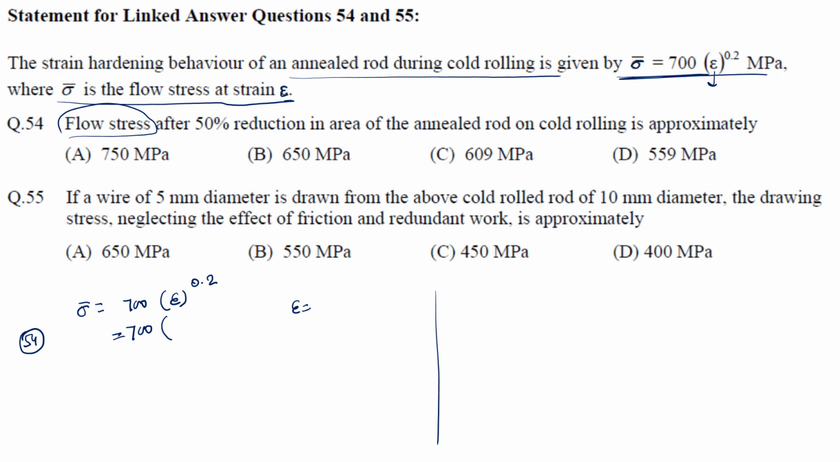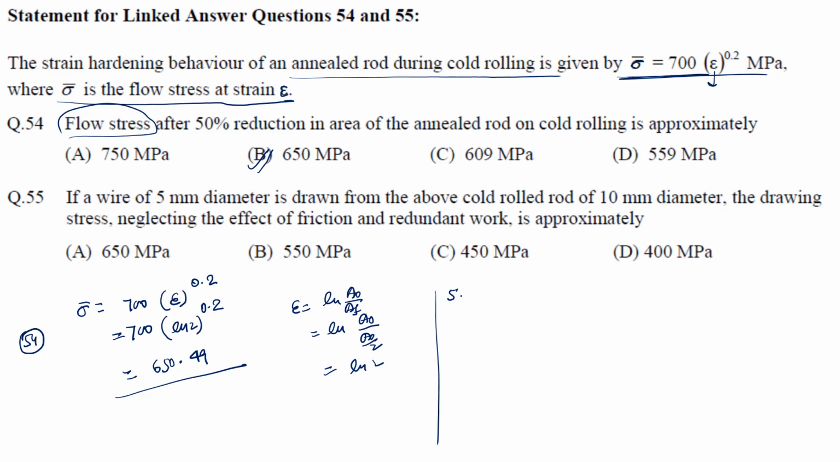So this epsilon will be ln A0 by AF, right? This gives you the true strain value. There is a 50% reduction in area, that means the final area is 50% of the initial area, so A naught by 2. So this is nothing but ln 2. So here it will be 700 into ln 2 to the power 0.2, right? No issue. So it will be 650.49. Okay, so this will match with B.